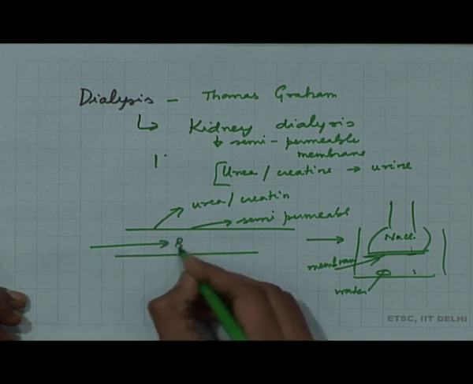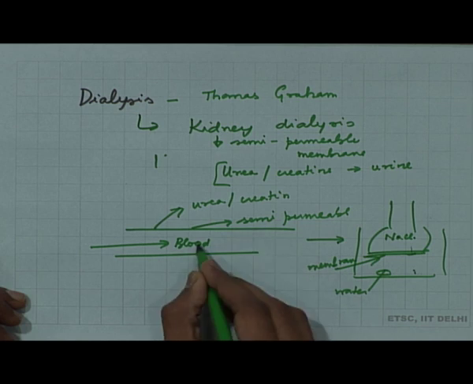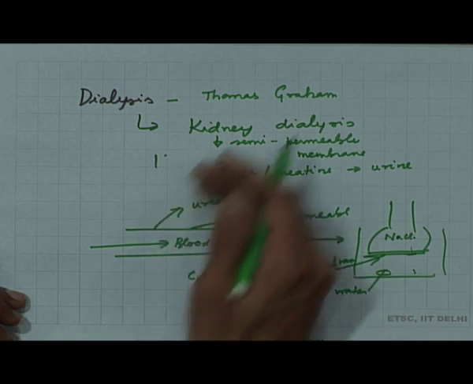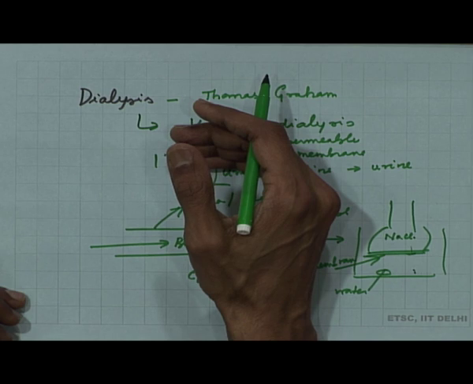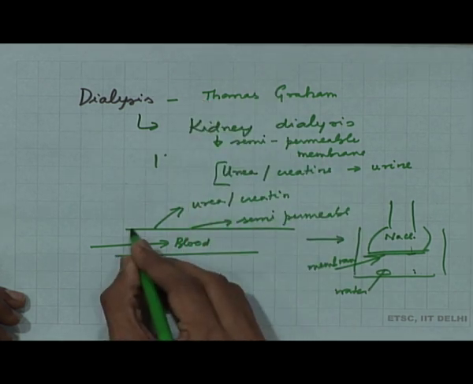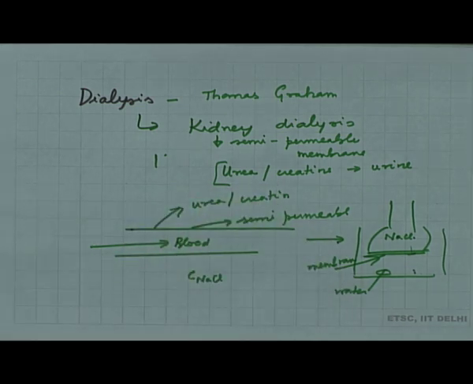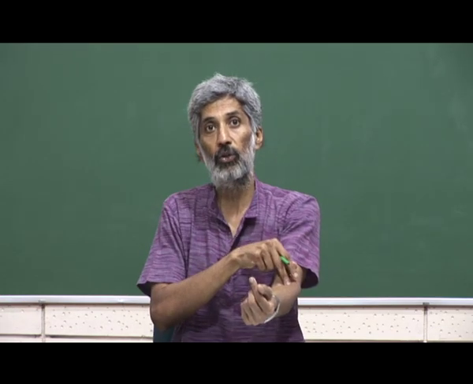The blood comes in, you have a semi-permeable membrane, and the concentration of urea and creatine is higher than what is there in this surrounding medium. So, the urea and creatine will flow out of the semi-permeable membrane. This, which should have been done by the kidney, is not being done well. As a result, you have to take the blood out of your system, put it through the membrane, and then put the blood back into your system.